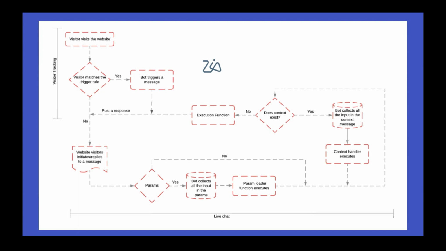So this might be sounding like Greek and Latin to you, but don't worry. We are just going to be briefing you about all of the platforms in this webinar. In the upcoming webinars, we'll tell you about each and every platform that we have. So we'll have detailed webinars on all of these platforms. So for now, I'm just telling you about what platforms are available and how you can use them. So you have three different functions: param loader, context handler, and execution function.